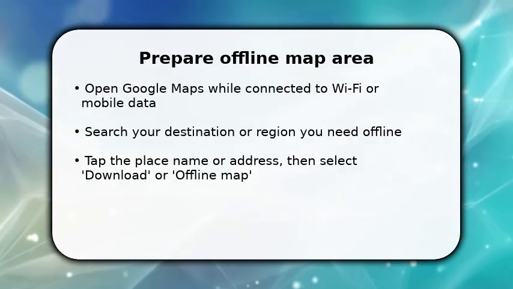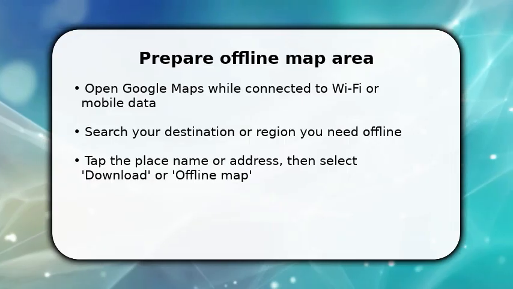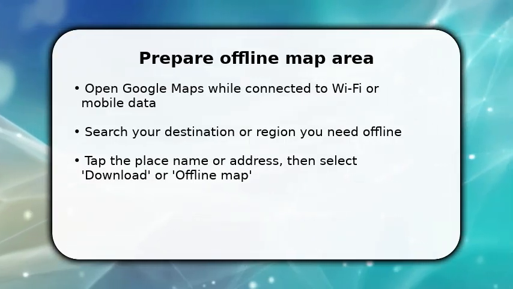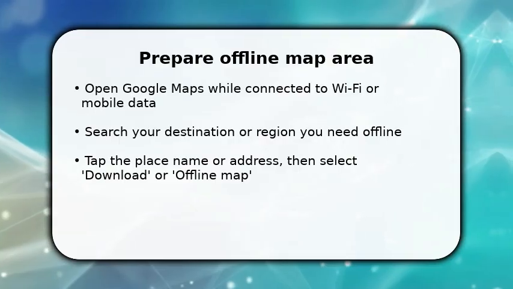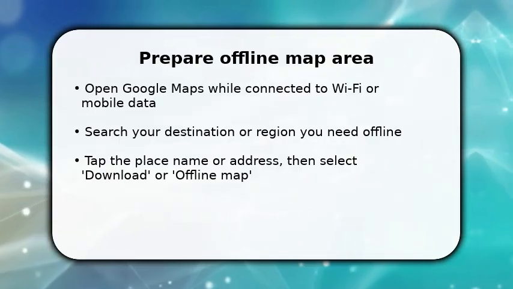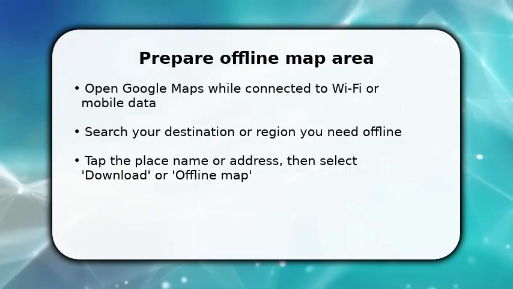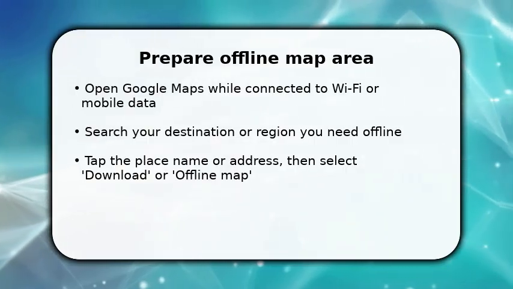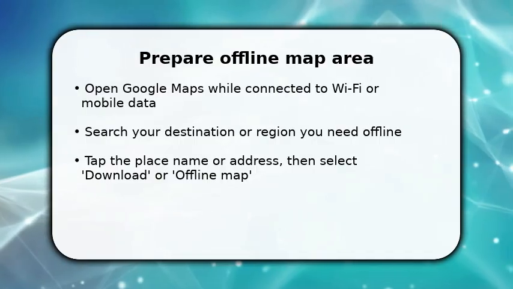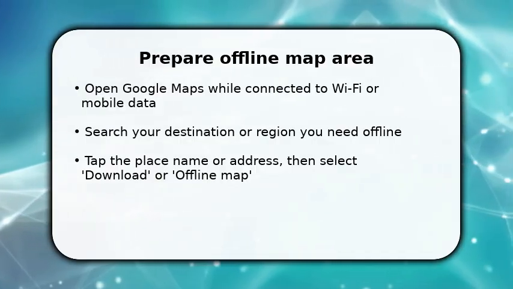You start by choosing the exact area to save so the app stores relevant details. While online, search the town, route, or region you need. This ensures streets and POIs are captured. Once you see the place card, tap the menu and pick Download or Offline Map. Do this now so your phone caches tiles, directions, and basic business info.